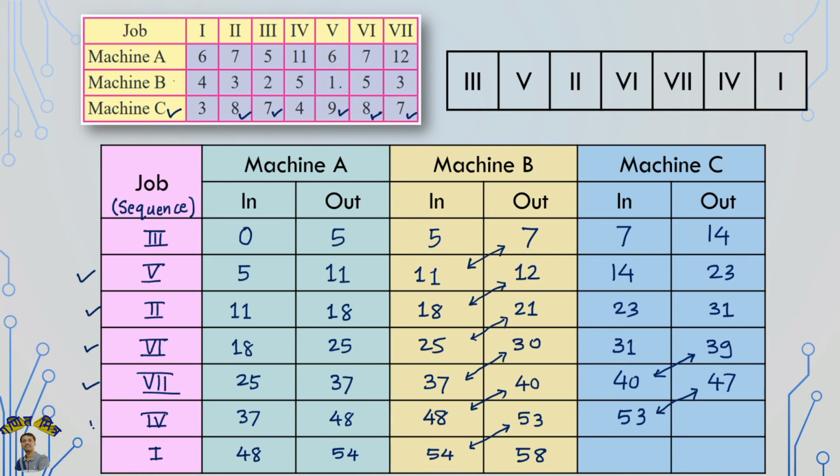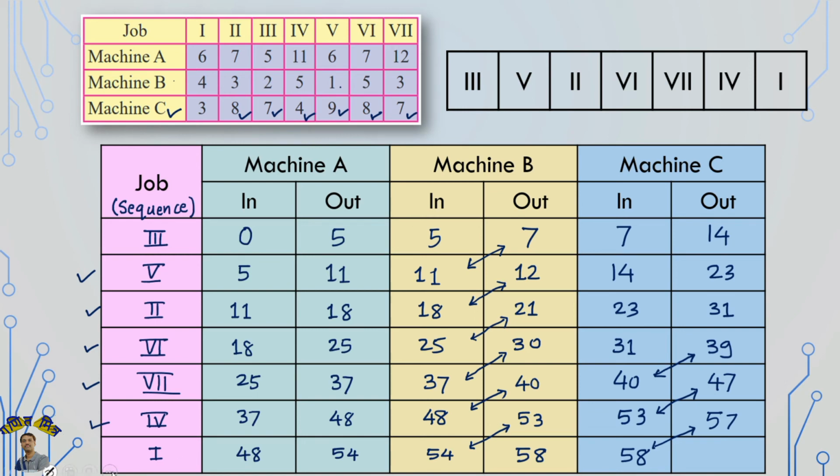Now see the job, it is job number 4. What is the value for job number 4? It is 4. 53 plus 4 is 57. Now again compare with this value. 57 is less, 58 is greater. So let me write 58 and there is a gap again. So let me draw an arrow in between these two.